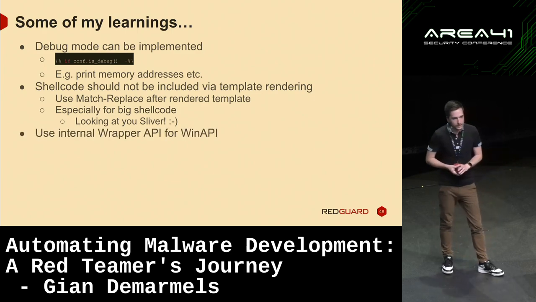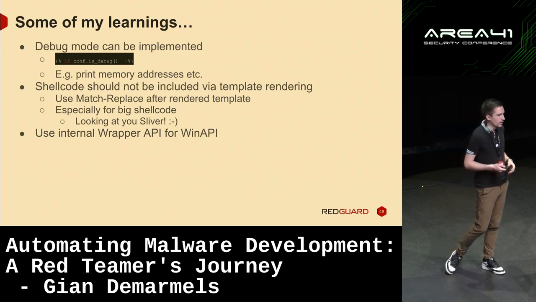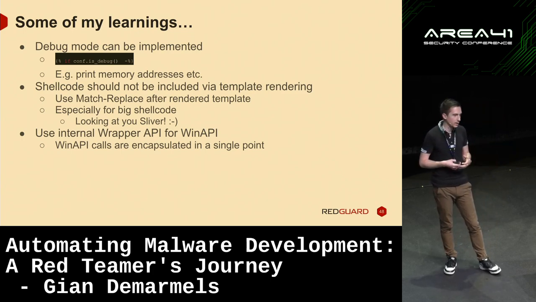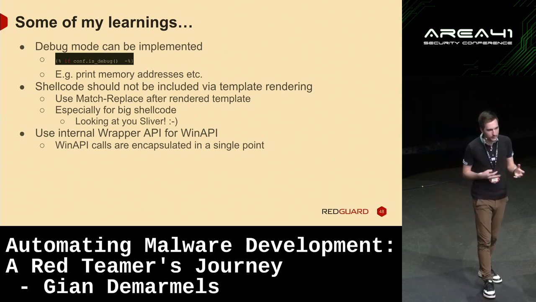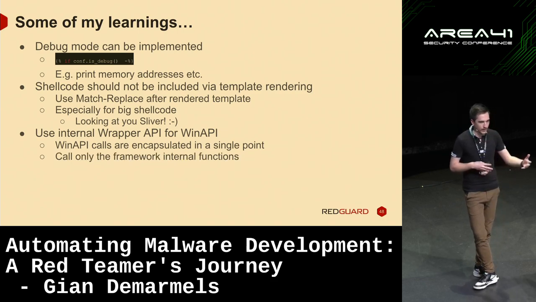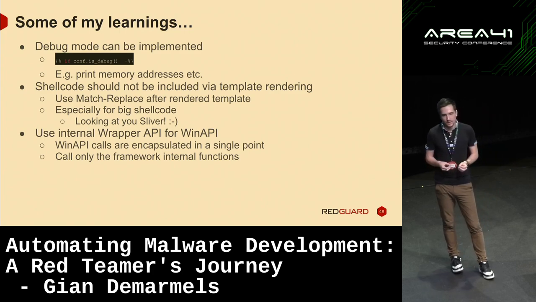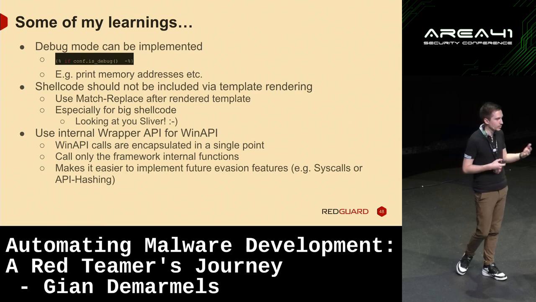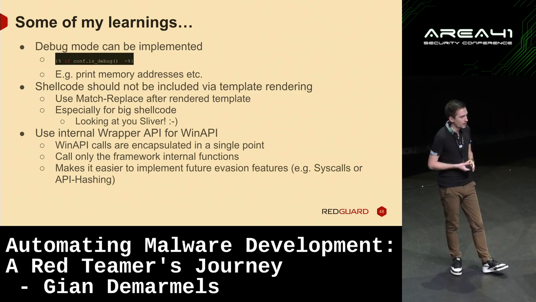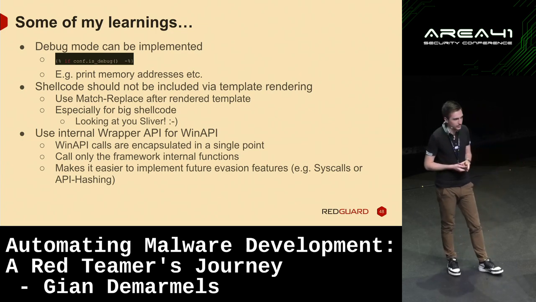A further learning is that it is very important to have something like an internal wrapper API, so to encapsulate all the different API calls that you have inside the loader, so that they are at a single place. The reason here is that you have only one call in the framework to this API, and this makes it very much easier to implement future evasion features that you might want to implement. For example, API hashing can then be applied at single steps.